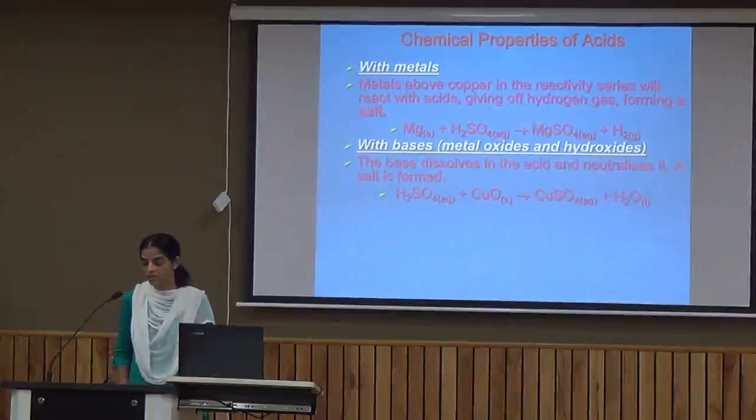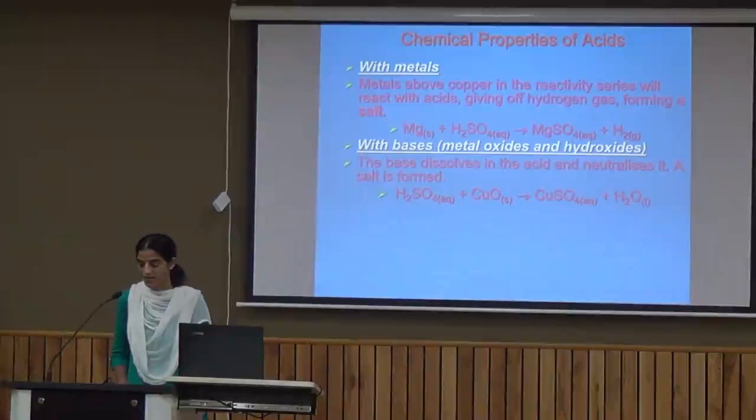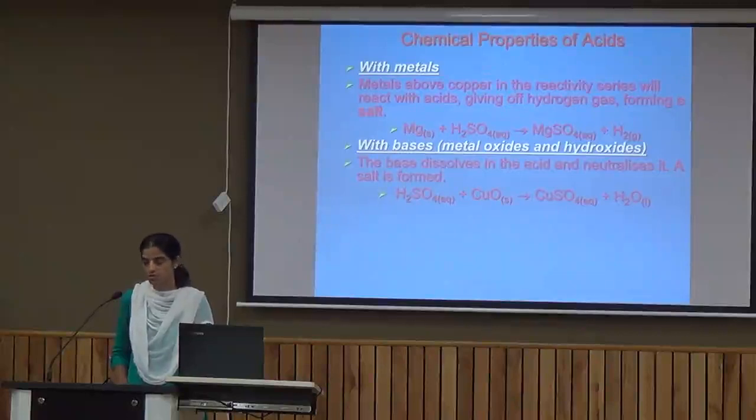Metals which are above copper in the reactivity series of metals react with acids to give hydrogen gas, and we can detect the formation of this gas by means of a burning splinter, which gives a faint pop sound due to evolution of hydrogen. This is the confirmatory test for hydrogen gas, which is evolved here.